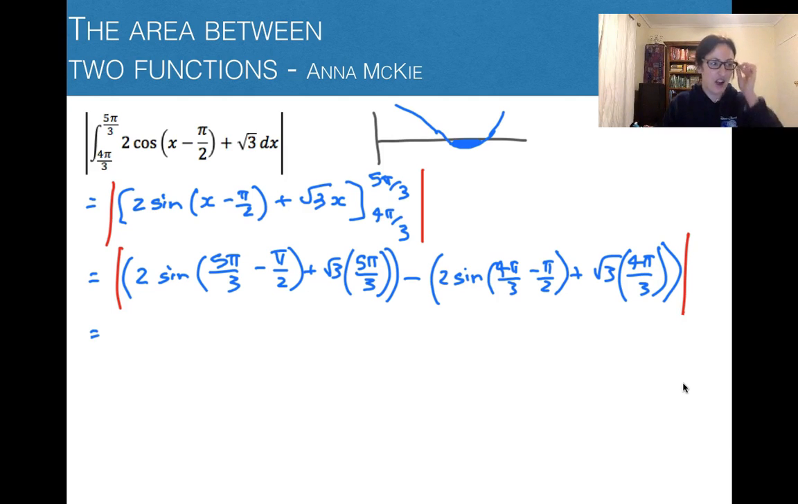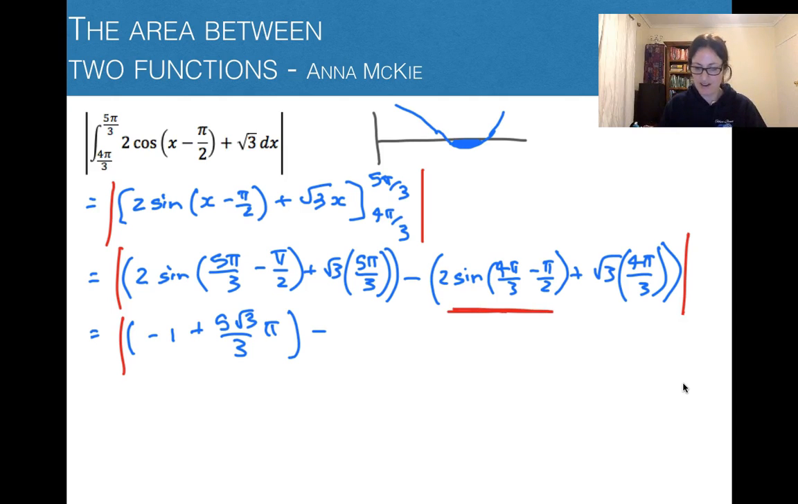Sorting this out a little bit, tidying it up. This part here, feel free to just pop into your calculator, unless you feel the urge to work it out by yourself. And I can tell you that's -1 there. This tidies up to be not much better. 5 root 3 on 3 pi, not better at all actually. And take away, again this, pop it in your calculator. That becomes 1. We have plus 4 root 3 on 3 pi.